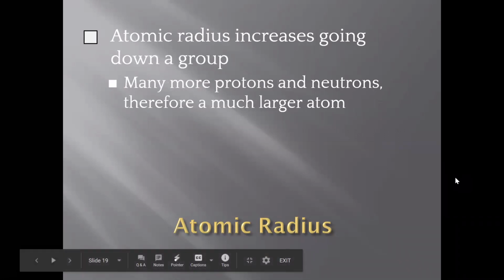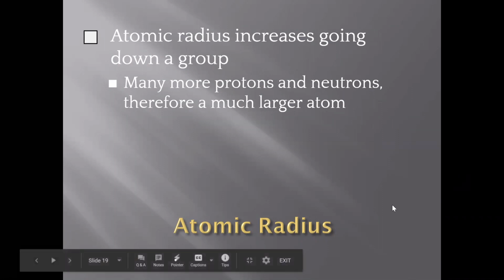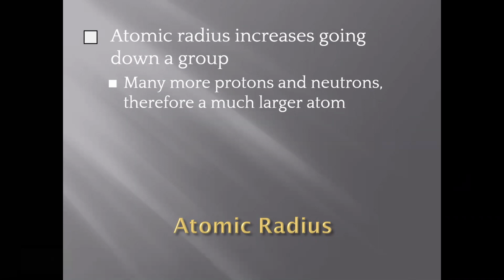It is going to increase, so the radius gets bigger as you move down a group. So as you get towards the bottom of the periodic table, atomic radius gets bigger. And that's mainly because there's more protons and neutrons and electrons as you move down and get to the heavier elements. So you're going to have a larger atom, which makes sense.